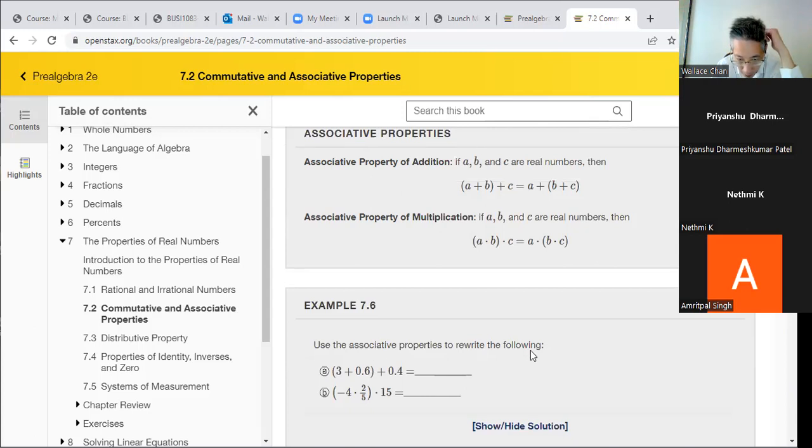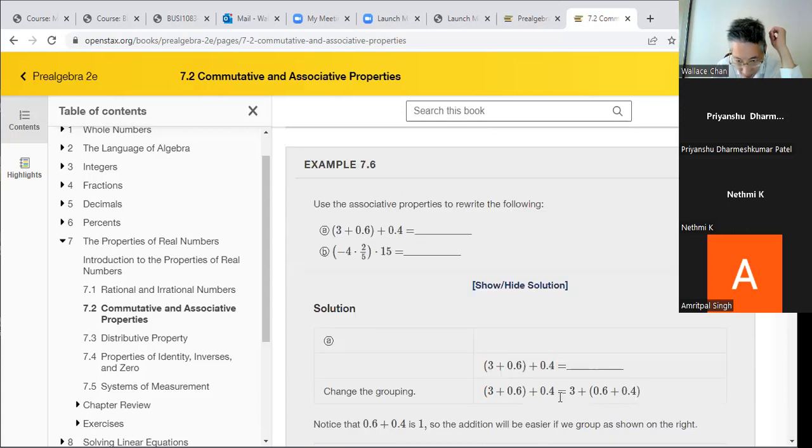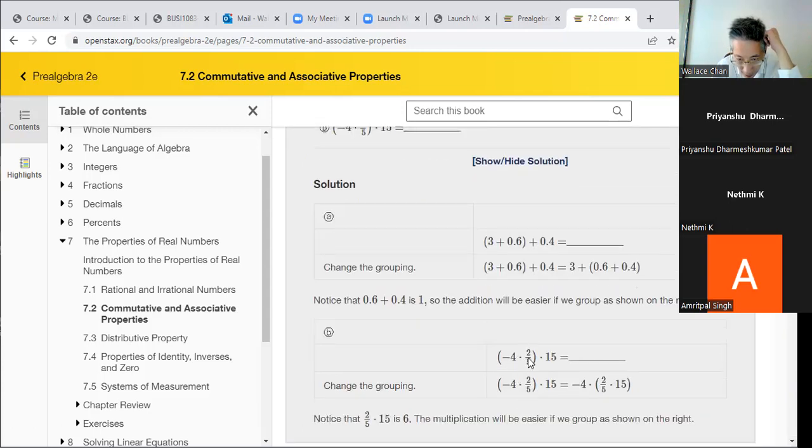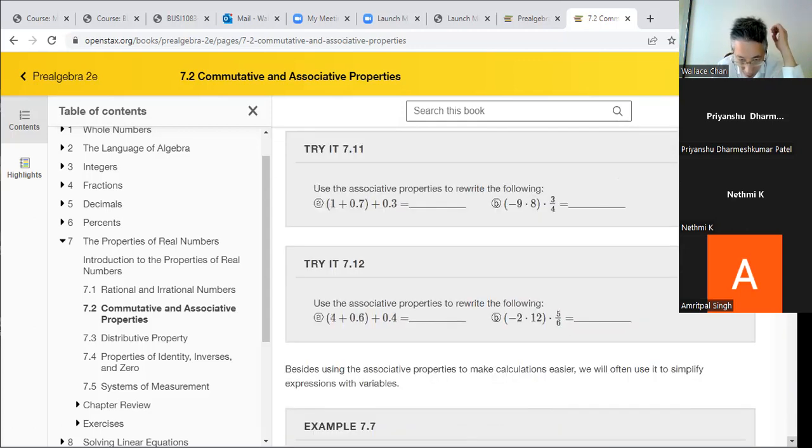Use associative properties to rewrite the following. So you have a parenthesis, 3 plus 0.6, and then plus 0.4. In fact, you can put the parenthesis on the second and the third number, which is exactly the same because of the associative property. And also this one here, (-4 times 2/5) times 15 is exactly the same if you use the parenthesis for the second and the third number. This is what we mean by the associative property.